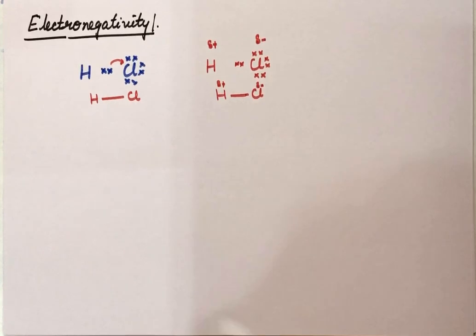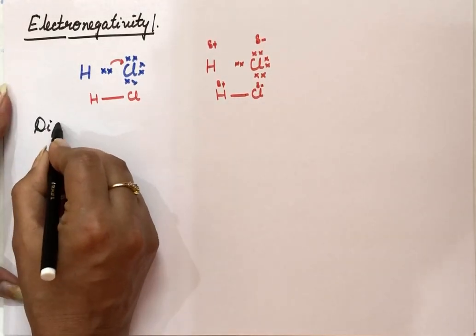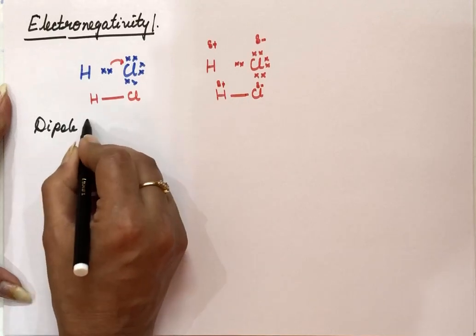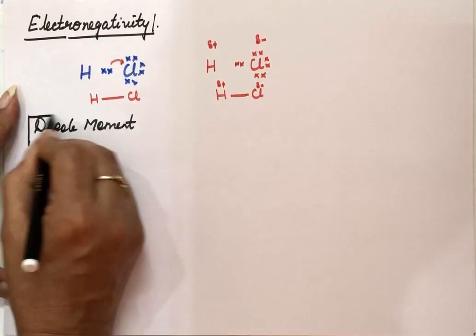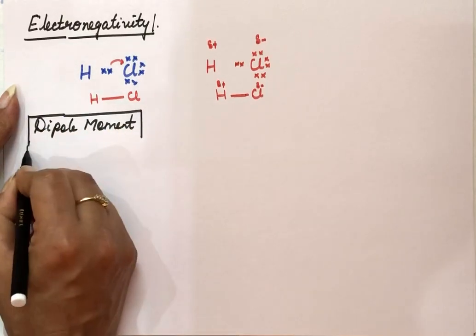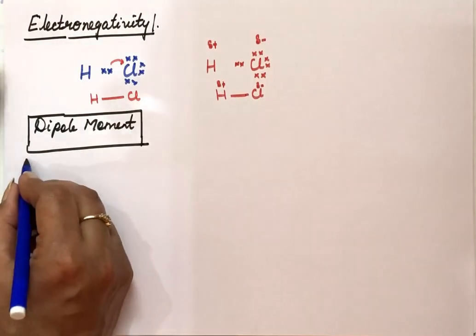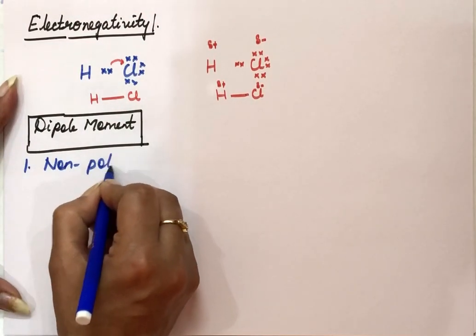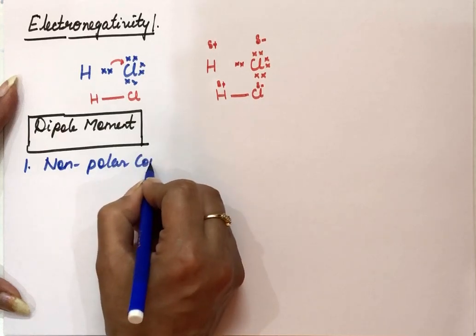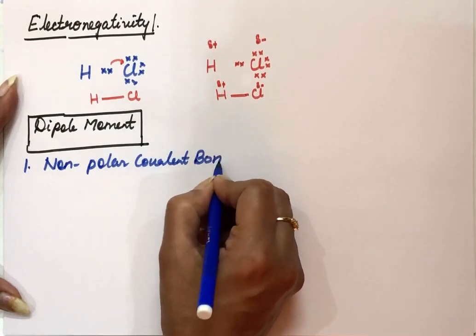Now based on this electronegativity, we are doing the next topic, dipole moment. This is a topic that we have to cover. Now I'm taking non-polar covalent bonds. What are non-polar covalent bonds?